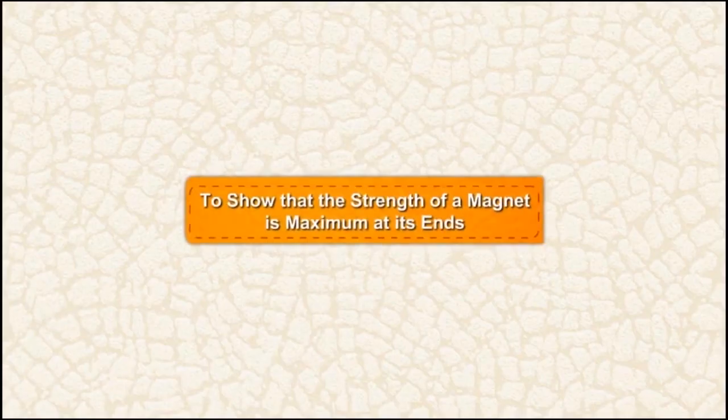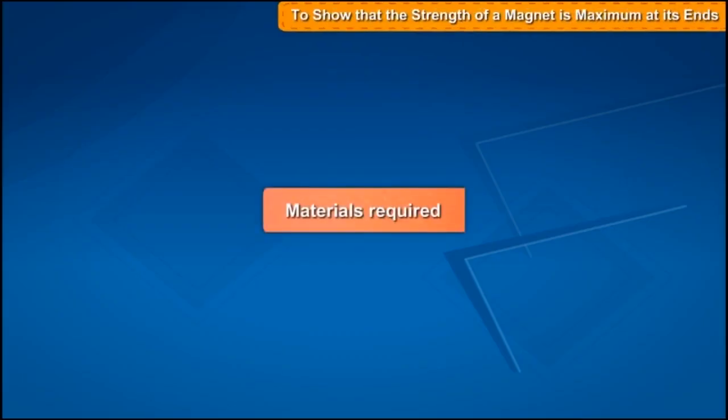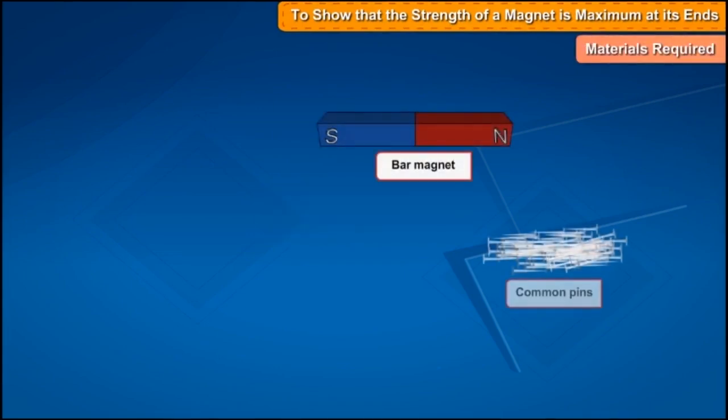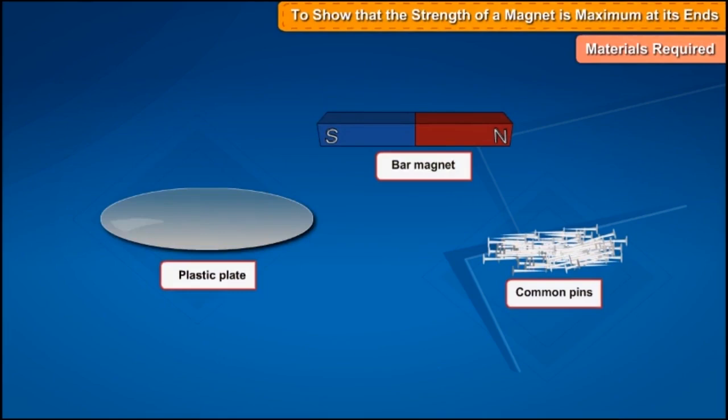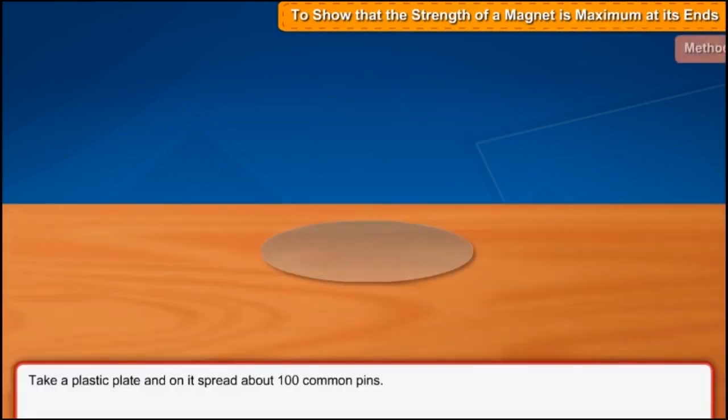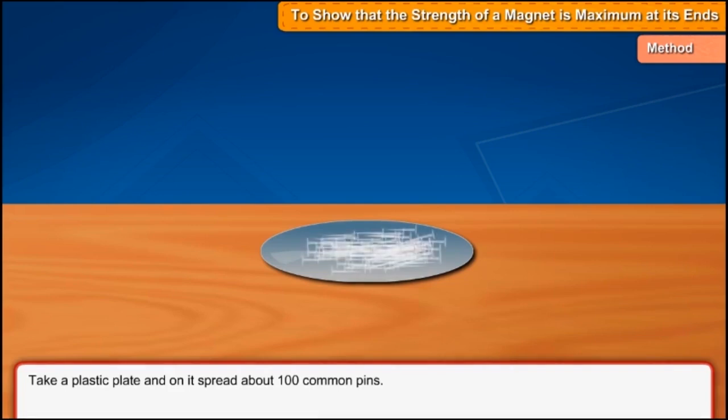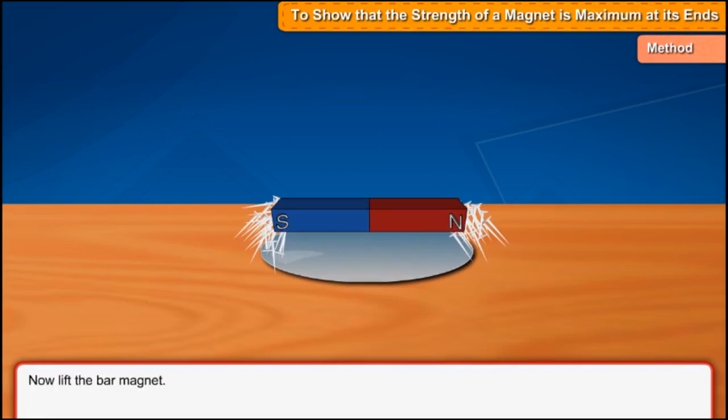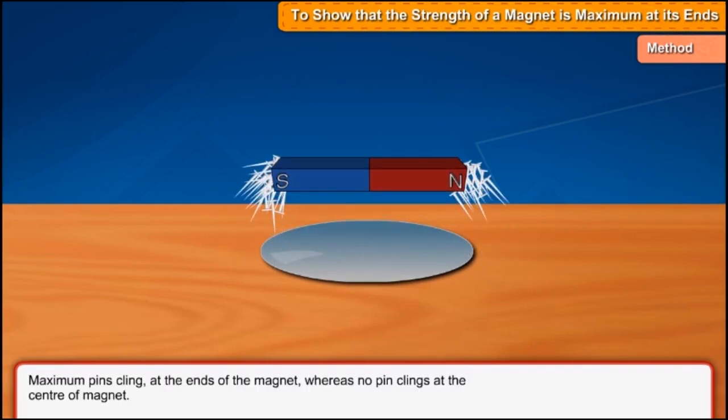Activity: to show that the strength of a magnet is maximum at its ends. Materials required: bar magnet, common pins, plastic plate. Method: take a plastic plate and on it spread about 100 common pins. Place a bar magnet in the plate. Now lift the bar magnet. Maximum pins cling at the ends of the magnet, whereas no pin clings at the center of the magnet. Conclusion: the strength of a magnet is maximum at its ends.